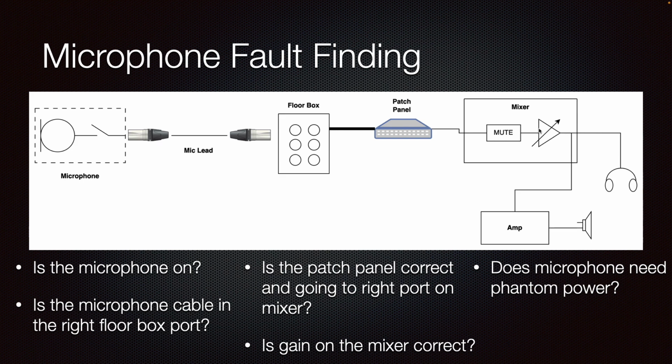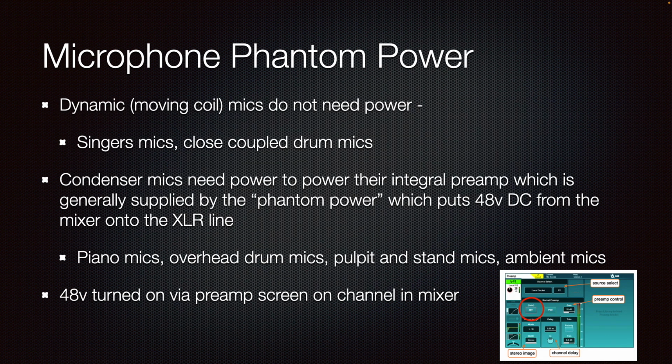But obviously, that's there. The other bit as well is, does the microphone need phantom power? So what is phantom power? Not all microphones require power, but some do. So dynamic microphones, which are moving coils, don't need power. They don't need a voltage to work, because basically there's a magnetic diaphragm that couples into a coil that acts as a generator, and it makes its own voltage. So dynamic mics we normally use for singers' mics, and we also use them for close-coupled drum mics. So on our drum kit, things like the kick, the snare, the toms, they're all dynamic microphones. They do not need phantom power.